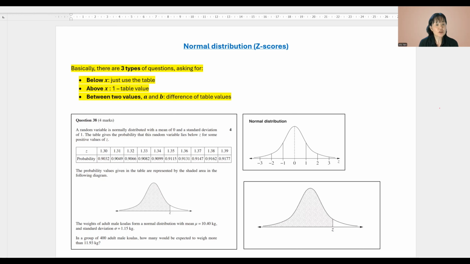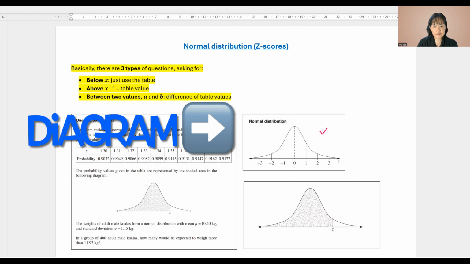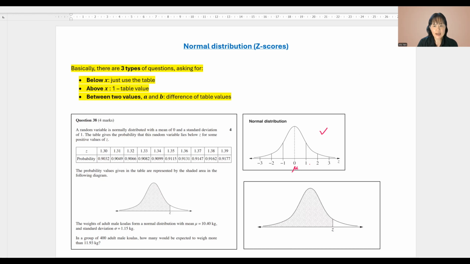2023 paper. Question 38, it's a 4 marks. Random variable is normally distributed with a mean of 0 and a standard deviation of 1. Now, what does that really mean? In here, the mean, the average is a 0 here. That's mu. And then your standard deviation, mu plus 1 standard deviation. And then below the average is the average take away 1 standard deviation. So that's what it really means.